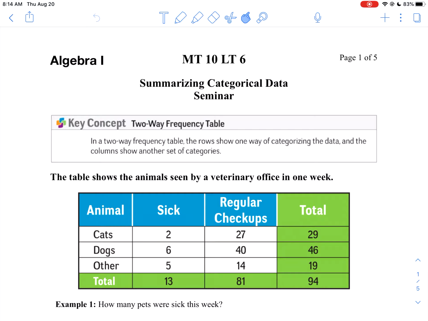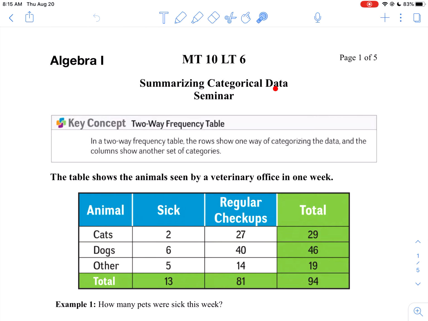This lesson is really about categorical data versus numerical data like we've done the rest of the chapter. When you have categorical data, we can't really do too much other than look at it. And so one way we can do it is by making a two-way table. A two-way table shows you comparing two categorical data, like in this example I gave you, we are comparing animals with the type of care they get when they go to the vet.